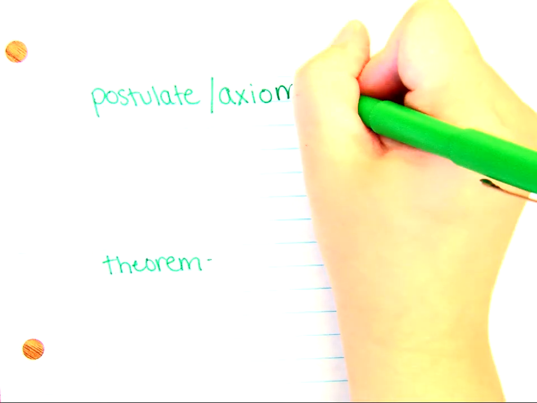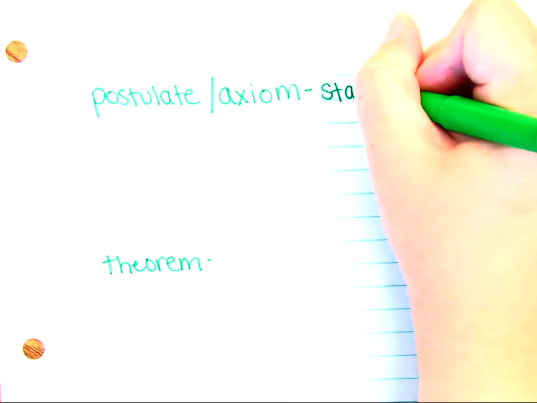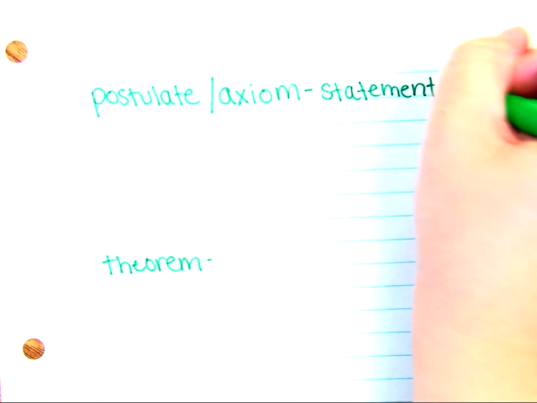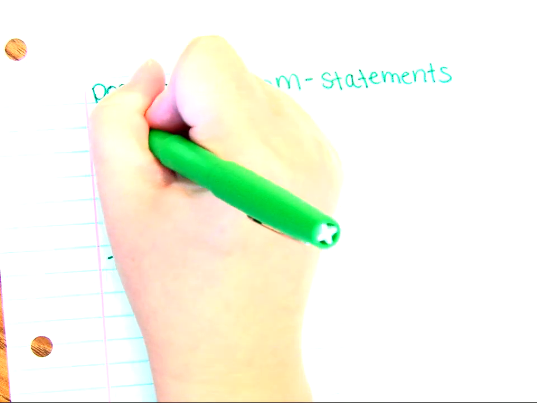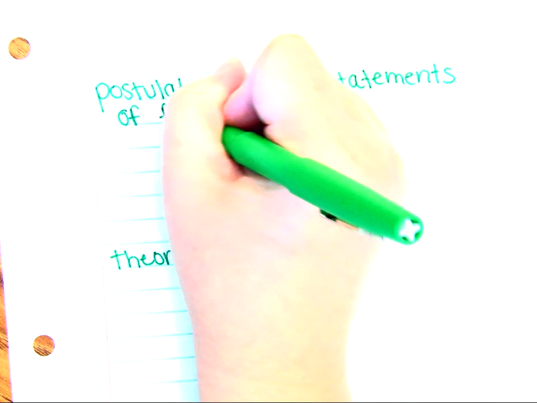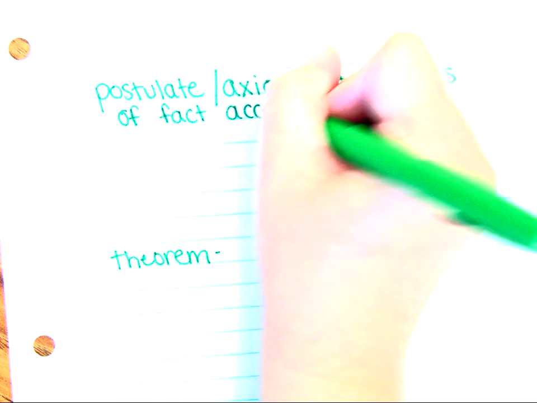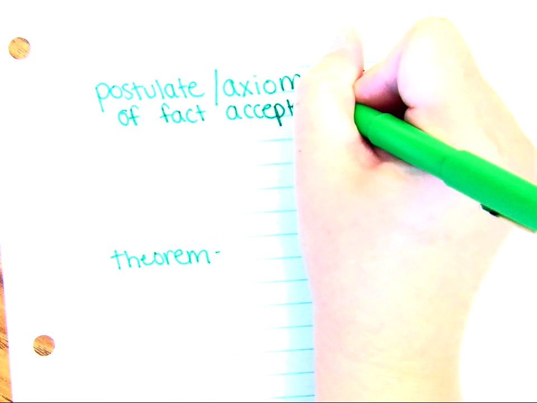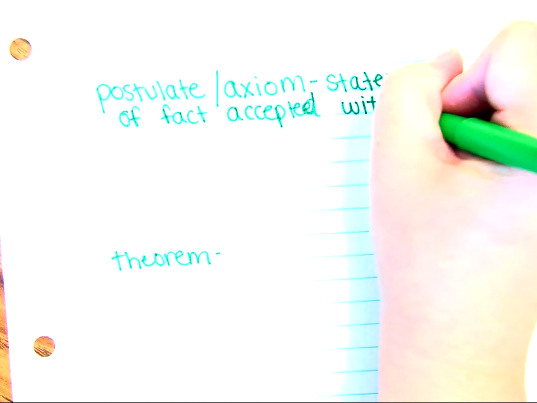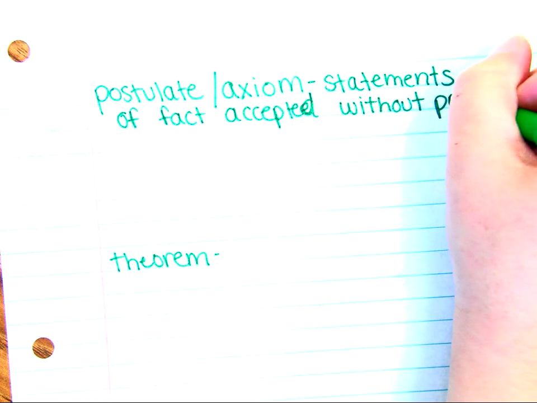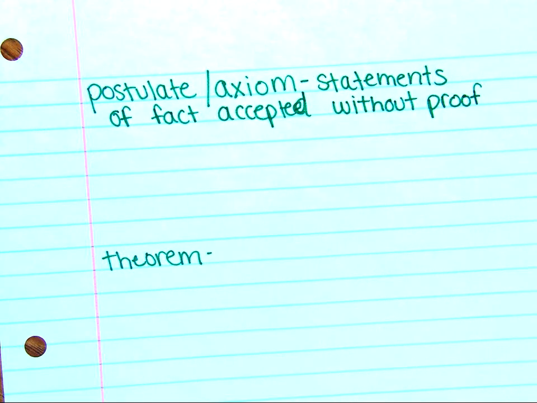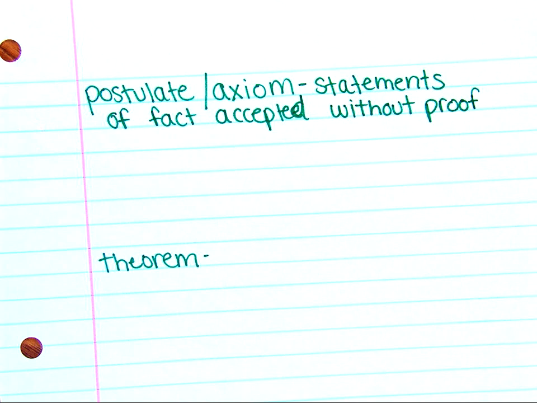Postulates and axioms are statements of fact accepted, if I could spell, without proof. Okay, these are really important because these are our building blocks for geometry. So we need these statements in order to do anything in the field of geometry. So they are statements of fact accepted without proof.